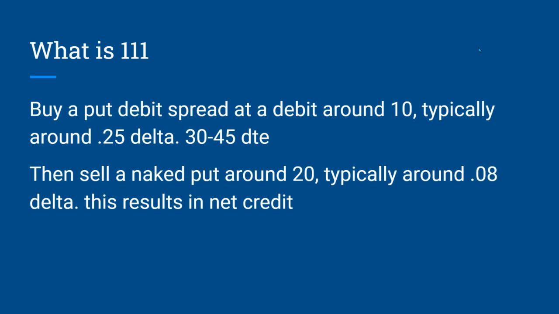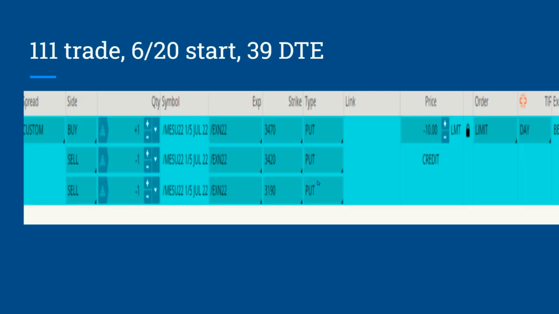At that point, you're going to sell a naked put around 20 of a credit, and that delta is typically around 0.08 or so. And this results in a net credit because we bought the debit around 10 and then sold a naked put around 20. The 112 is very similar. The only difference is you sell two naked puts, each again around 0.20 of a credit, typically 0.08 delta, and a little larger net credit at first, but you do use up more buying power with the 112 because you're adding an extra naked put.